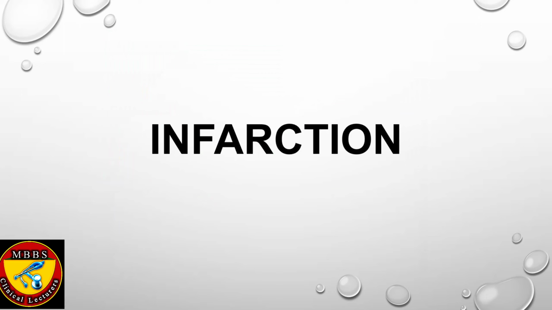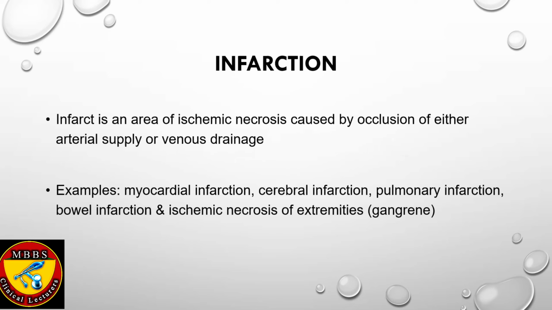That was all with the embolism, where in the starting we just had an overview of DIC. Then we studied what is embolus, the types of embolus, the types of embolism. Now we move towards the next topic of our lecture, that is infarction. So infarct is an area of ischemic necrosis, caused by occlusion of either arterial supply or venous drainage.